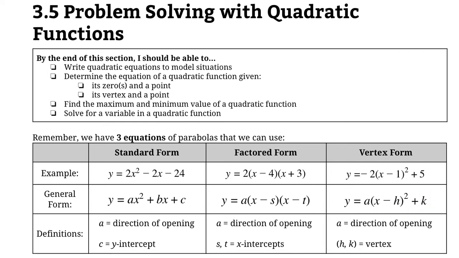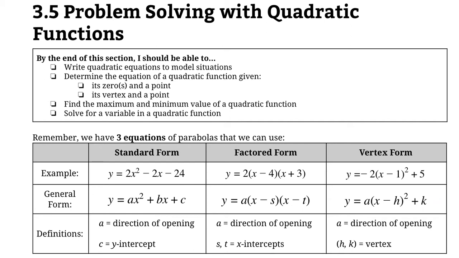Vertex form automatically gives us our vertex. Remember the x value in our vertex, that's always where our axis of symmetry is. And then our y value in the vertex is either going to be the maximum or minimum value. You know it's a maximum or minimum depending on the a value, because the a value tells us your direction of opening. If you're trying to find a maximum or minimum value, then you want to work with the vertex form of the quadratic equation.